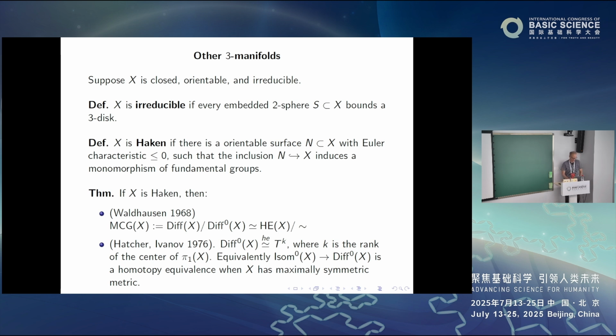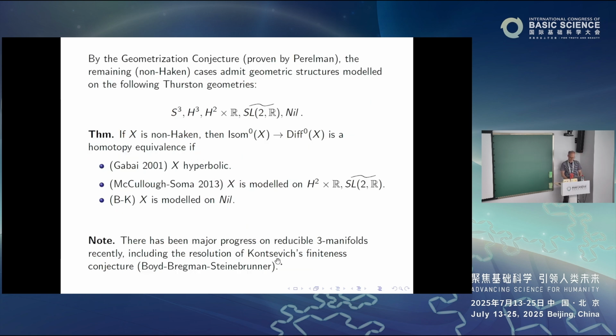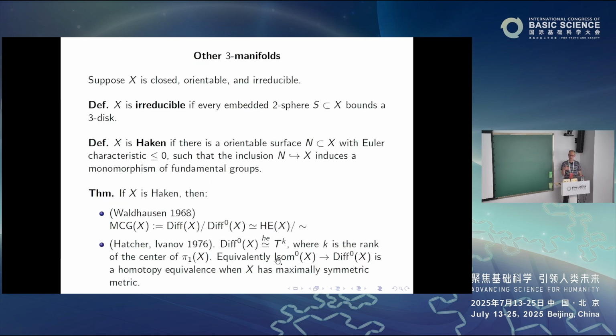Okay, and now if you want to understand Diff zero, the connected component of the identity, they show, again in the Haken case, that Diff zero is homotopy equivalent to a k-torus, where k is the rank of the center. Or equivalently, if you take a metric which is maximally symmetric, then it's homotopy equivalent to the identity component of the isometry group.